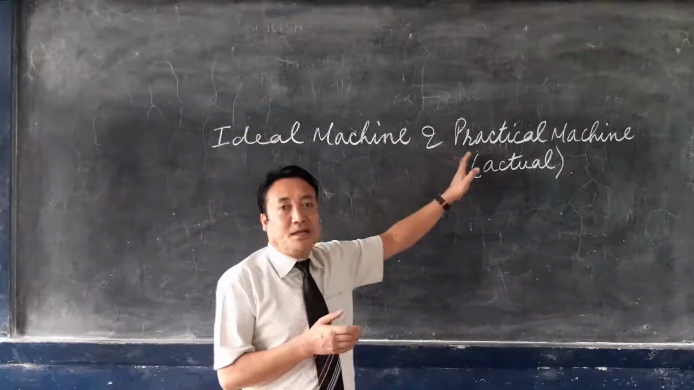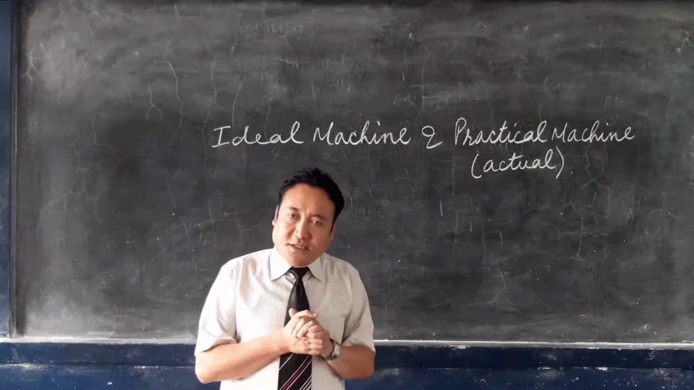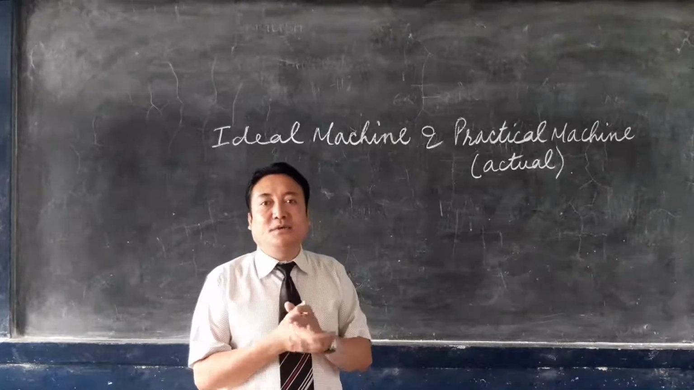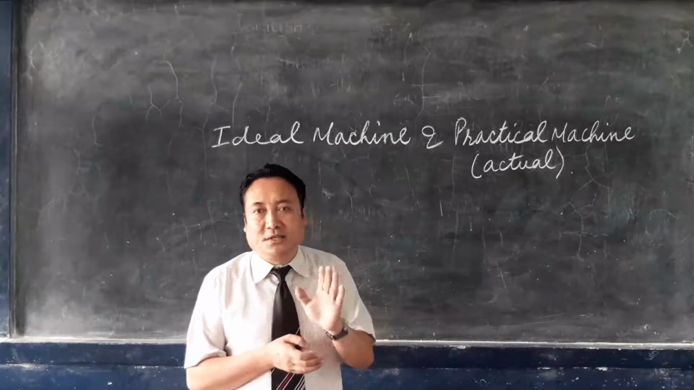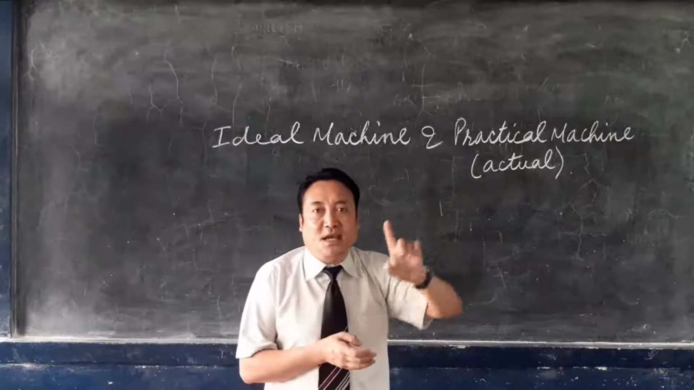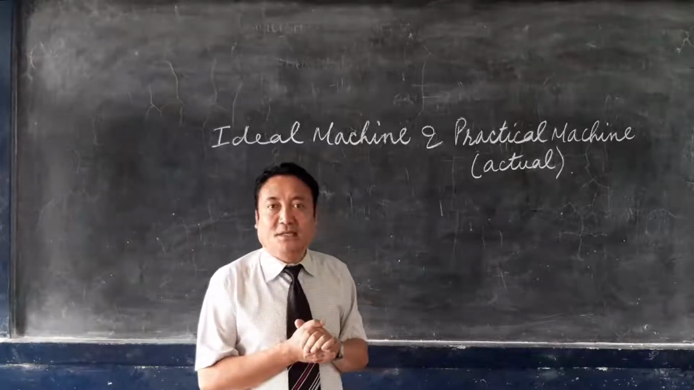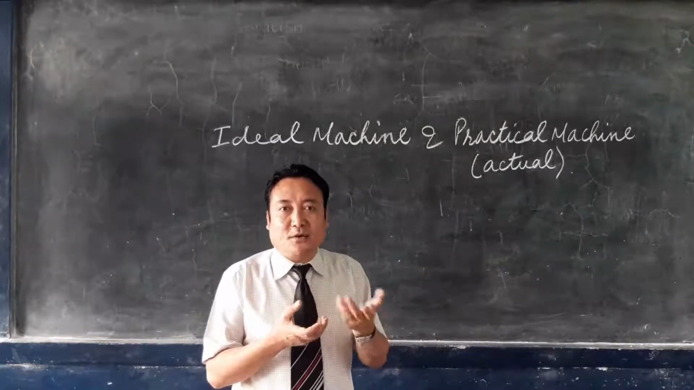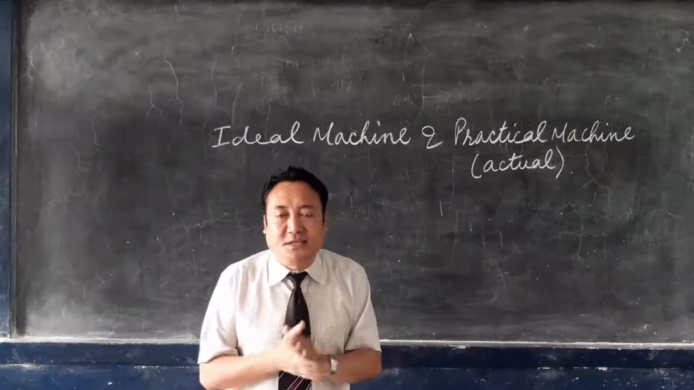But when we consider the practical machine or the actual machine, this machine exists in our life. They always really exist. And in a practical machine, the efficiency is always less than 100%. Here the efficiency is less than 100%, or less than 1. Why is the efficiency less than 1? Because the practical machine is the machine which is always in use. You use that machine, so in a practical machine there is always a loss of energy.